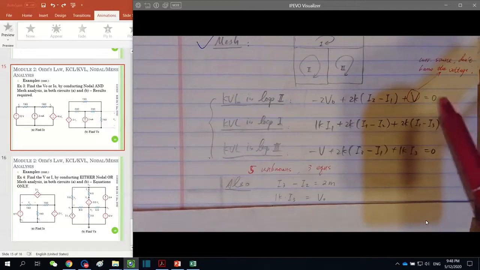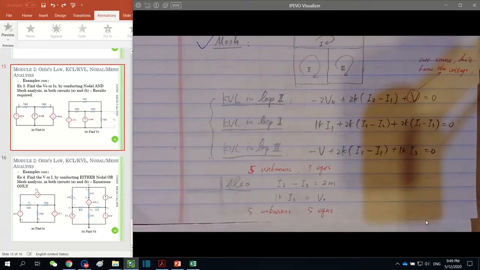So we are counting 1, 2, 3, 4, 5 equations and 5 unknowns. And eventually you're going to come up with the same answer for V0, which is supposed to be negative 4 volt. Again, try it yourself and then come up with questions, and we can discuss in the office hour.